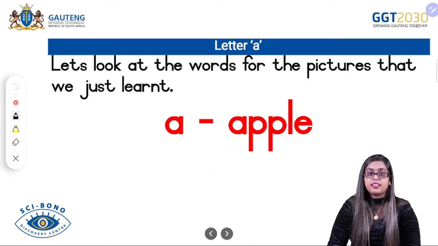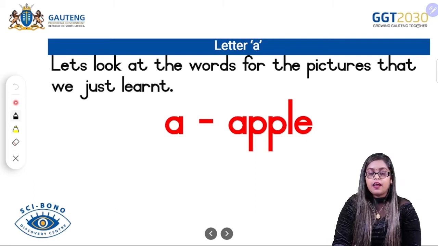Now, as I said, we're going to go over words. So, just like our first picture, we had the picture of an apple. And now you can see the word. So let's spell it together. A for apple. A, p, p, l, e. Apple.